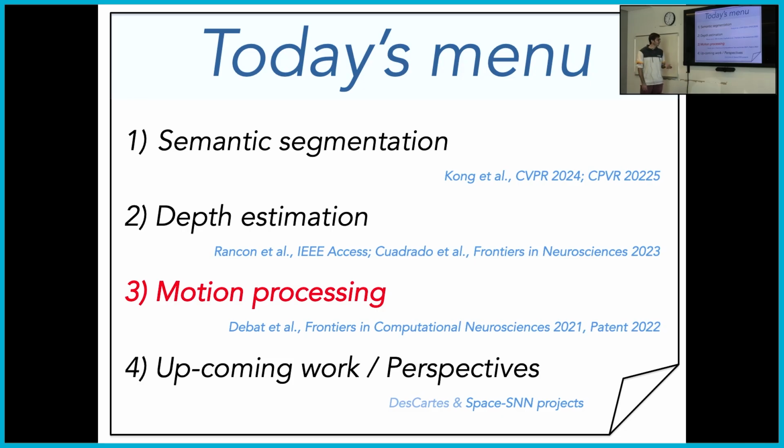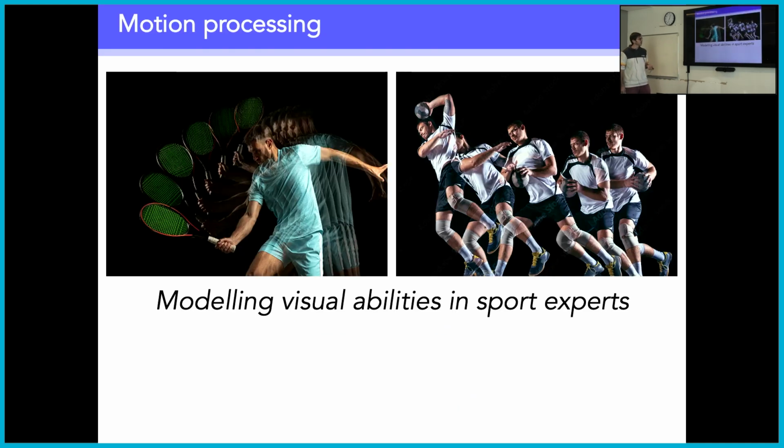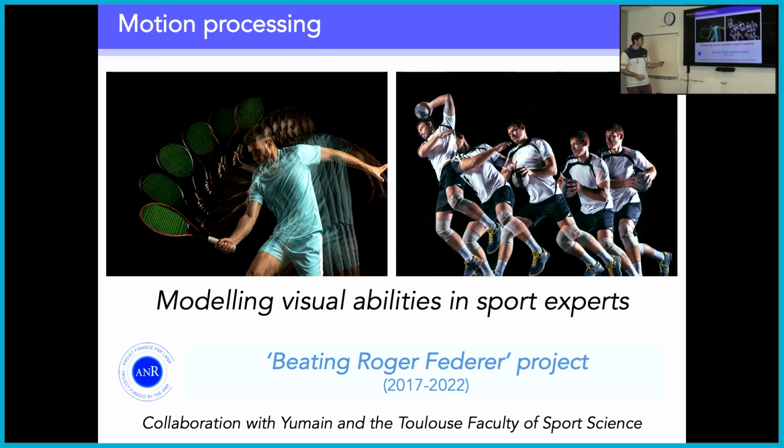Perfect. Okay, so actually I realized that through the talk I'm going deeper into biology and neurobiological mechanisms. So this part on motion processing was done with one very nice colleague in the CerCo laboratory, who's actually professor in sports. And so he had a 9R on modeling visual ability in sport experts. And so the name of this 9R was Beating Roger Federer, and it was in collaboration with the Faculty of Sports Science and UMaine, an enterprise that is designing event-based cameras.